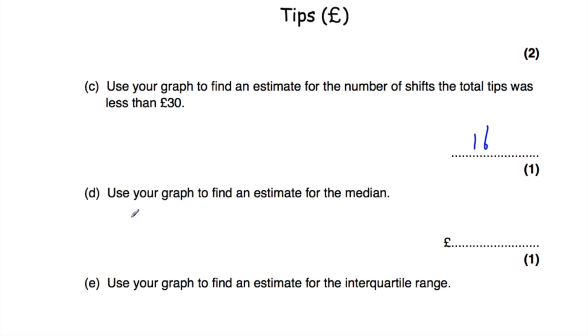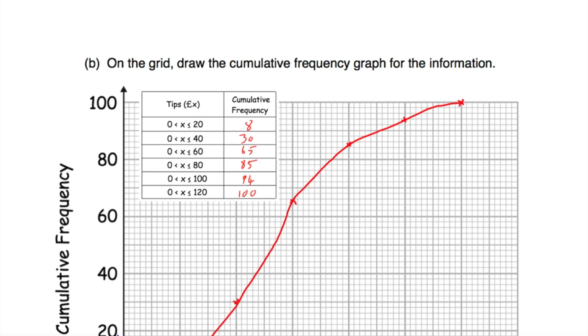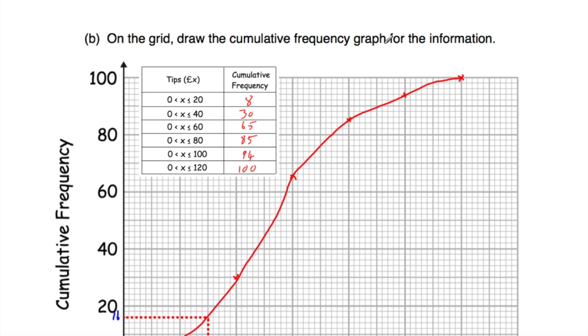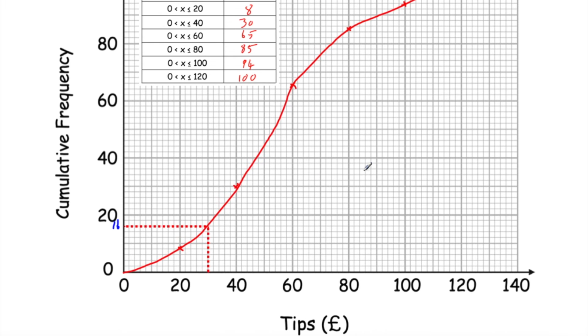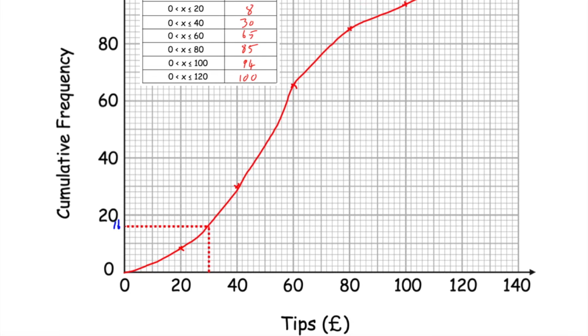Okay, part D. Part D says use your graph to find an estimate for the median. Okay, well, there was 100 shifts altogether. Remember, there's 100 shifts. So if we do 100 divided by 2, 100 divided by 2 is equal to 50. So we're going to go 50 across and down. And remember, it's an estimate. We don't actually know the number of tips in each of the shifts, so that's why we can just half the total frequency. So we're going to go from the 50 across and down. So get your ruler and pencil and go to the 50 here, across and down.